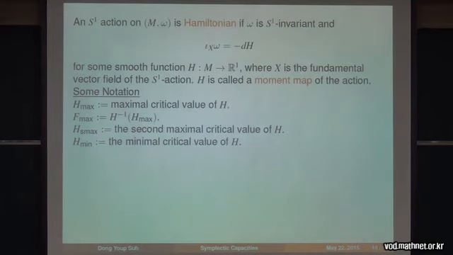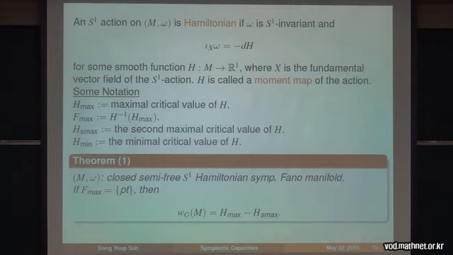I'm going to consider a closed manifold, so the image has to be compact, so you have a maximum and minimum. In the middle you have several critical values, but I'll just write it that way. So this is the statement of this symplectic capacity, or rather Gromov width.